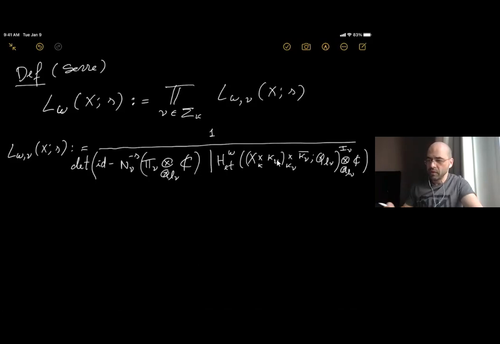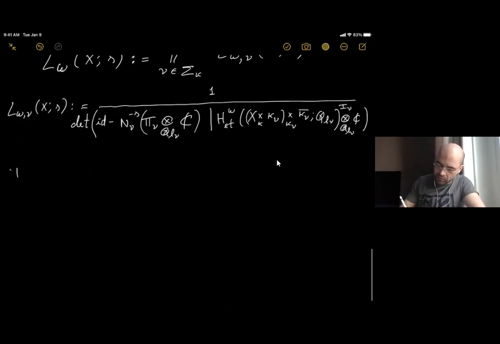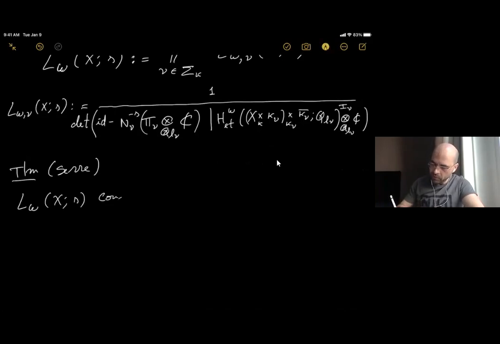So this is my factor at this specific place, and then I do the product over all places. And this theorem of Serre says that this L function of weight W converges absolutely when, in this half plane region, the real part of s is greater than W over 2 plus 1.